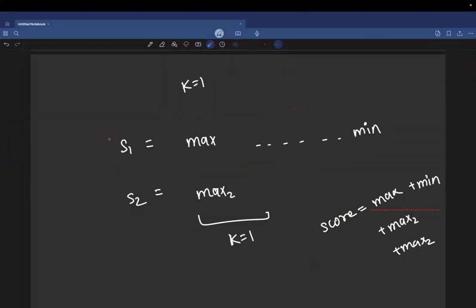Try to identify what is the problem here. Exactly. WS came up with it and is able to spot the problem. Here our score is max plus min plus max2 plus max2. This max2 is contributing twice to the solution. So if instead of having max in set 1 and max2 in set 2, we had max2 here and max here, then we would have got max2 plus min plus max as the solution, which would have definitely been at least as much as the current score, and it could even be greater than the current score, right?